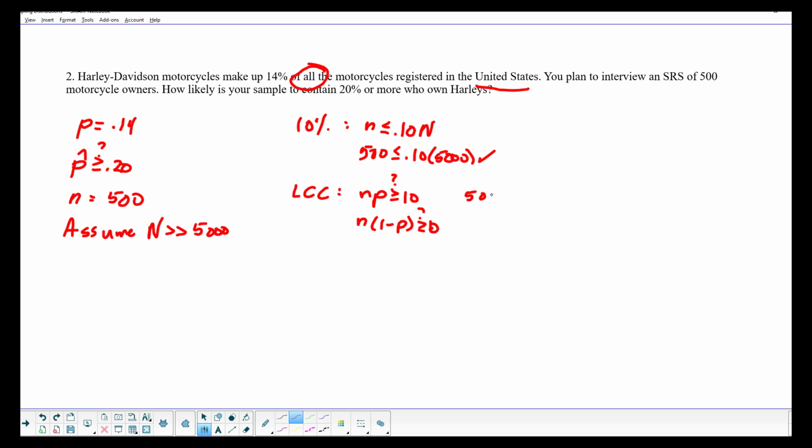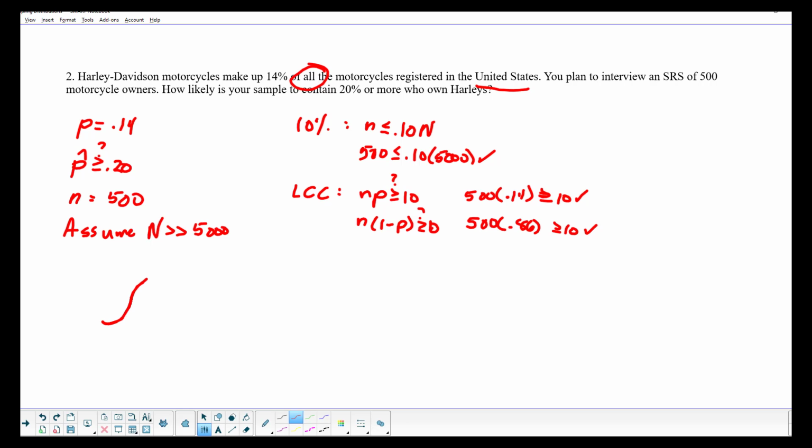n is 500, and our probability of success in this case, remember this is p, not p hat. This is the supposed p, so that's 0.14, and 500 times 0.14 is indeed greater than or equal to 10. And so is 500 times 1 minus p, or 0.86. That is also greater than or equal to 10. You notice I'm not even writing out the value. I'm going through this in my head and saying, what's 10% of 500? That's 50. That's a reasonable thing to say. That's absolutely greater than 10. So our conditions are satisfied.